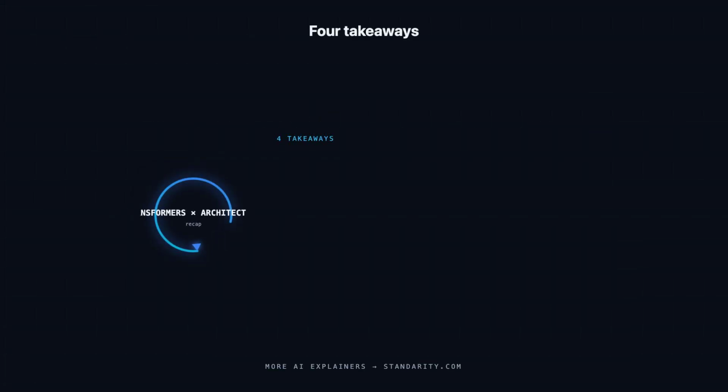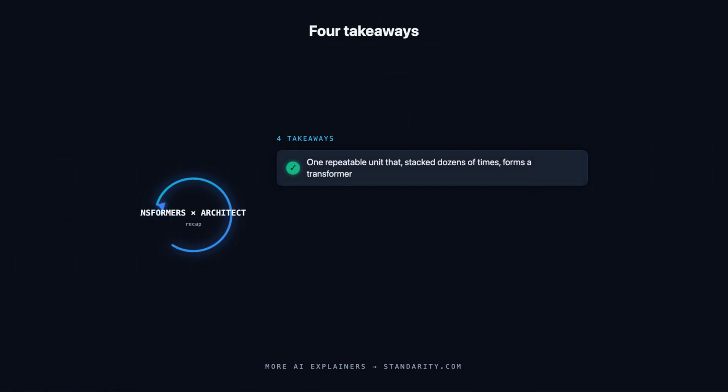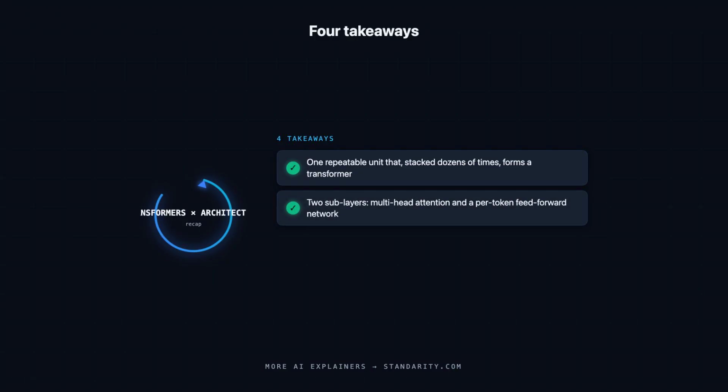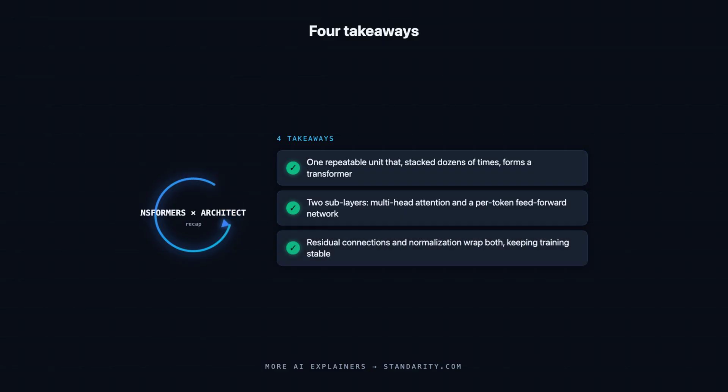All right, let's lock in what matters. A transformer block is the single repeatable unit that, stacked dozens of times, makes up an entire transformer. Each block wraps two sublayers, multi-head self-attention, and a per-token feed-forward network, with residual connections and layer normalization around both. It takes a sequence of token vectors and returns a refined sequence of the exact same shape, which is what lets the block stack seamlessly, one after another, in a tower dozens or even hundreds of layers deep.